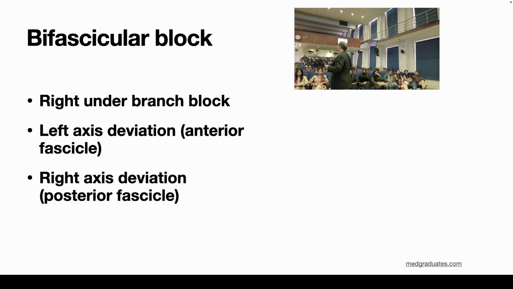Bifascicular block means there is right bundle branch block along with one of the fascicles of the left bundle. One fascicle is intact, the other one is blocked. So it can be an anterior block or it can be a posterior fascicle block. Anterior fascicle block presents with left axis shift and the posterior block presents with right axis shift.